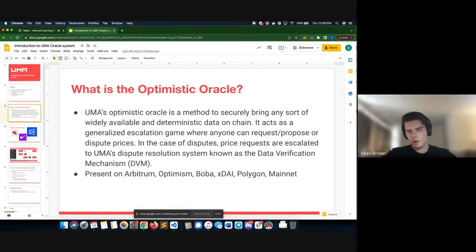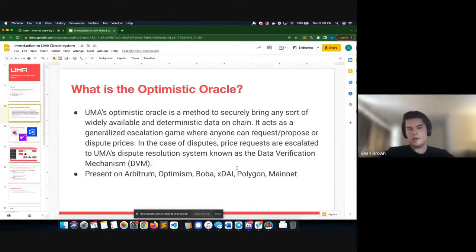Ultimately, the thing that backs and secures all of this is something that we call the data verification mechanism, our DVM. This is our UMA token holder voting system where UMA token holders can opine on and ultimately resolve what disputed prices should have been. I think I heard somebody going to say something. Guess not.